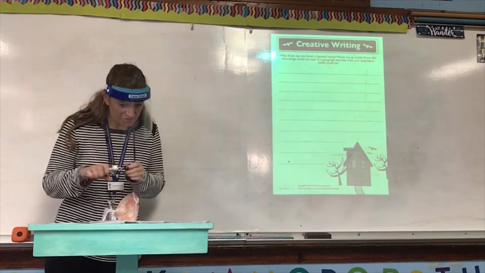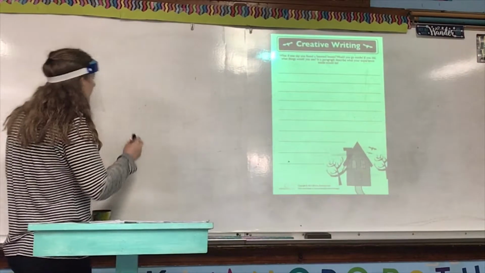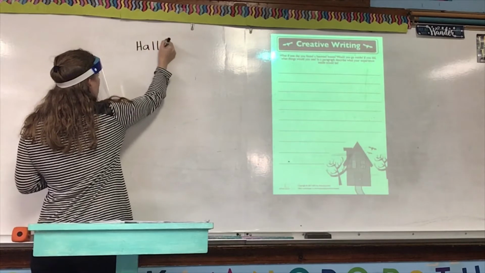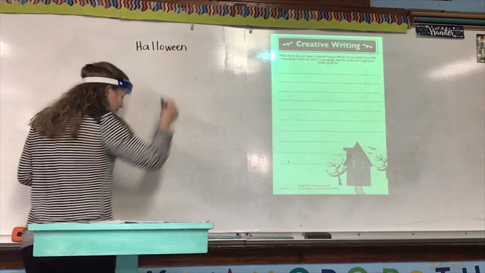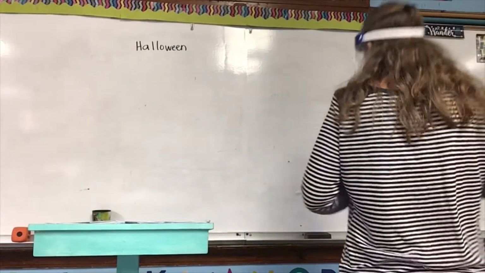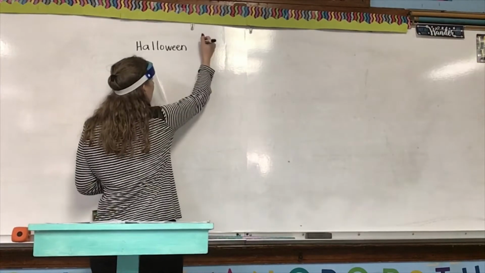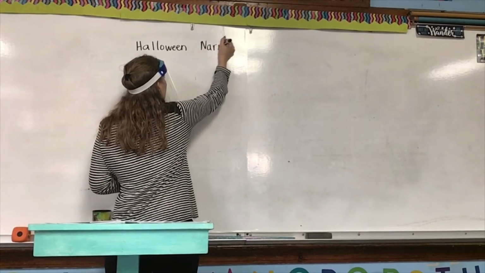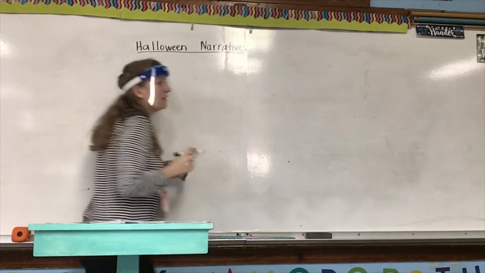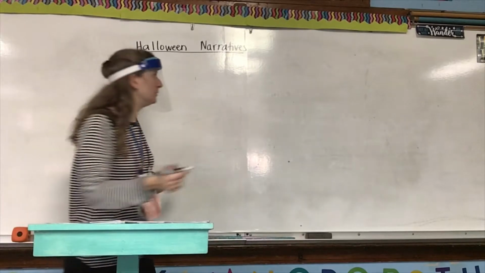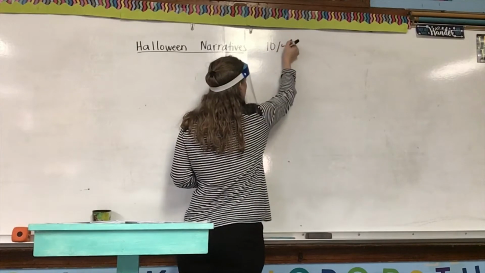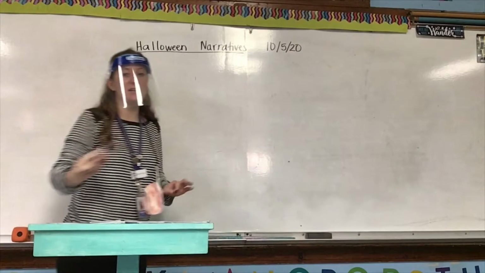And the title of these notes, they're not super long, but you have a little bit, is Halloween narratives. A narrative is a story from your point of view. So you need Halloween narratives at the top.